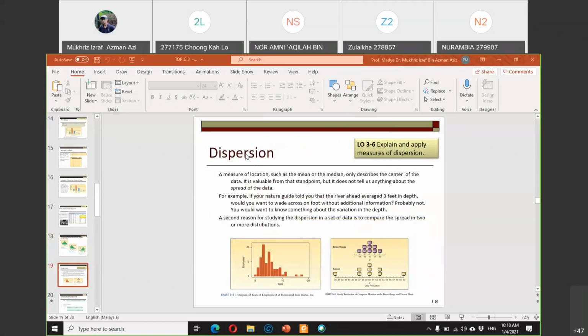So today we're going to cover the second part of chapter 3, on the concept of dispersion, from the root word disperse, or in Malay we call it serakkan. So how dispersed is the data? Bagaimana terseraknya the data?